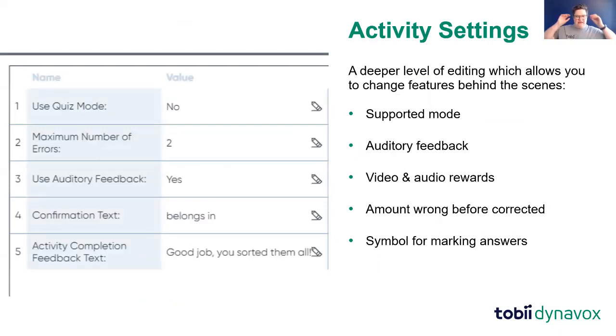The other great thing about the interactive activities is that we can make some changes within the activity settings, which provide a deeper level of editing, which allows you to change some of the features within that activity specifically. So we can do things like look at supported mode, which refers to how much feedback or support that a student gets at the activity. We can look at things like auditory feedback, what kind of auditory feedback we want to give, or if we want to give any at all. We can do things like give audio and visual rewards, and we can set what types of symbols we want to use in there as well. So it just goes a little bit deeper into personalizing it and making it more specific for the student that you are working with.